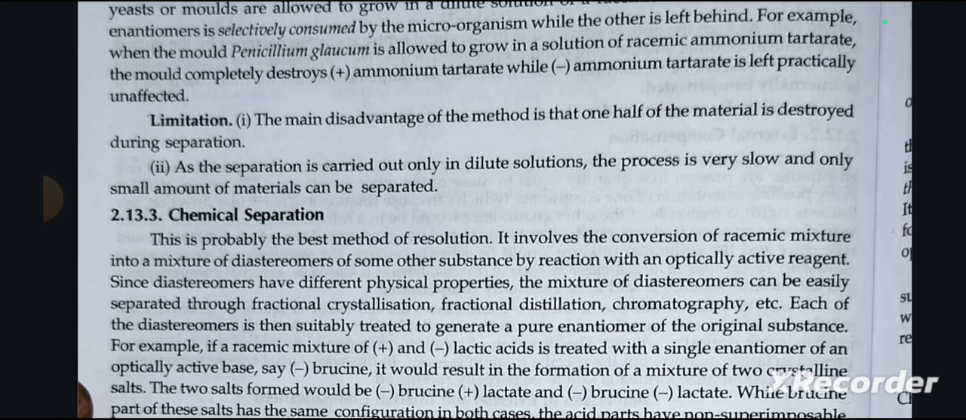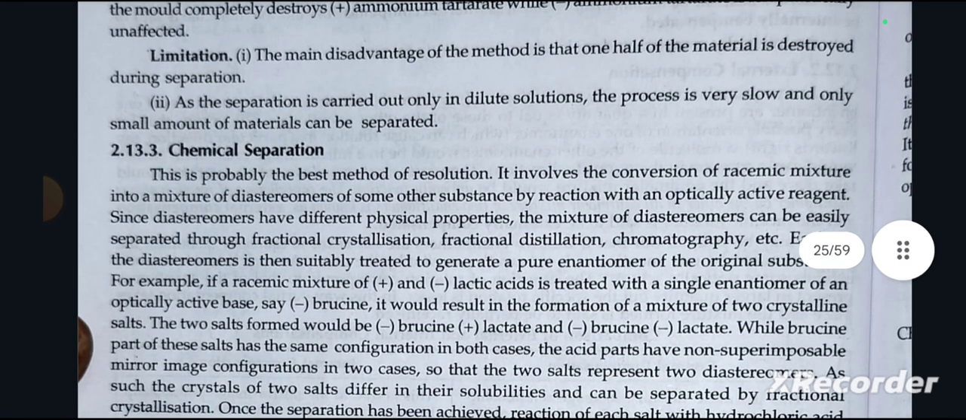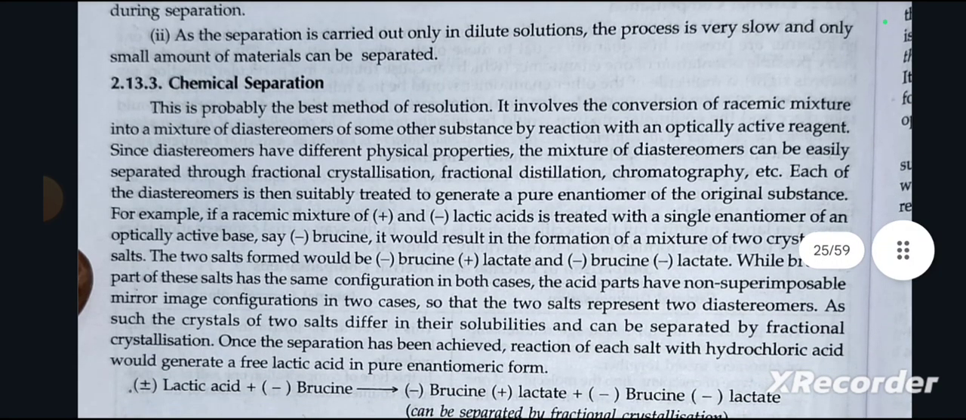Limitations. First, the main disadvantage of this method is that one half of the material is destroyed during separation. Second, as the separation is carried out only in dilute solutions, the process is very slow and only a small amount of material can be separated.